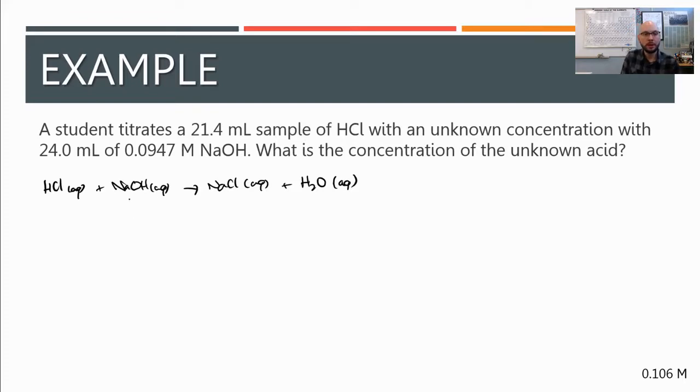So what we know here is the concentration of the sodium hydroxide is 0.0947, and we use 24.0 milliliters. We don't know the concentration of the HCl, but we do know that we use 21.4 milliliters of that. So again, what I'm trying to do here is figure out the moles of the base, and then I'm going to use a mole ratio to go from moles of base to moles of acid. And then I'm going to take the moles of the acid and divide by the volume of the acid, which is going to give me a molarity.